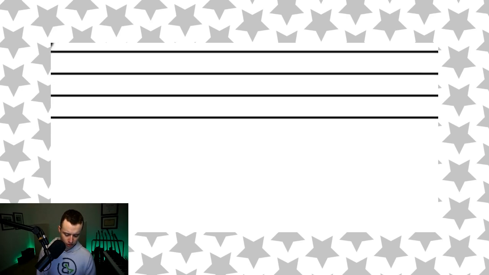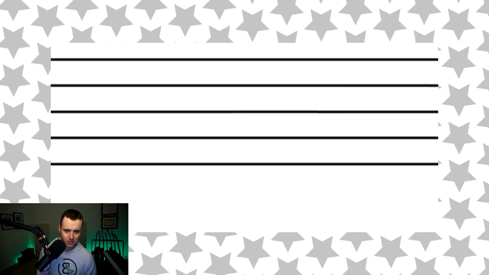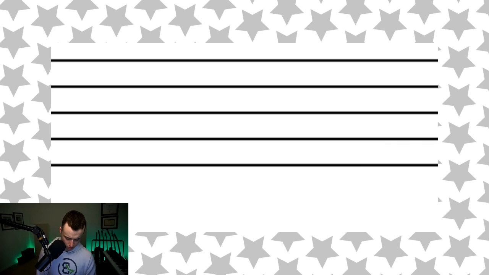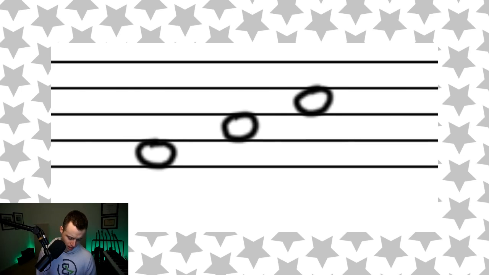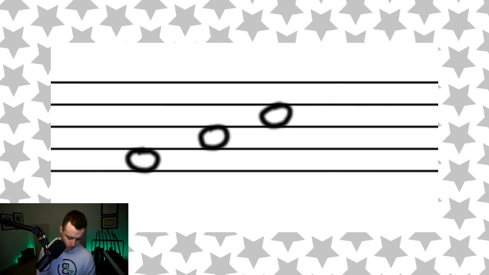Now let's do some open note heads for whole notes in the spaces of the staff. Remember, these are not going to be tilted. We're just going to do ovals that touch both lines. There we go. There's 1, space 2. There we go. Space 3. Boom. And space number 4.